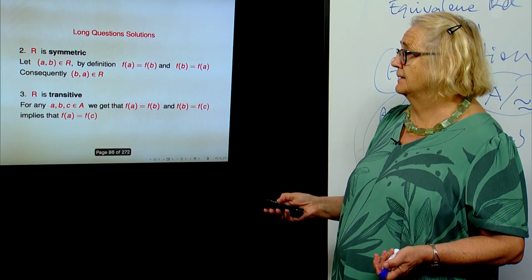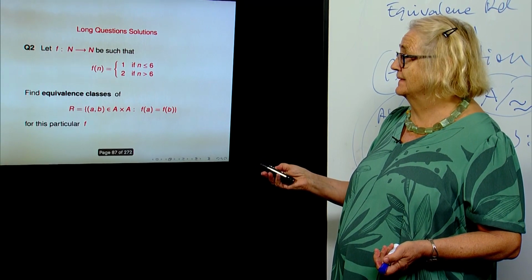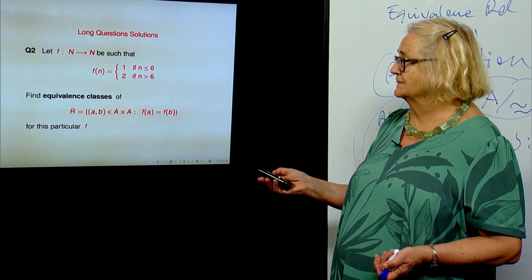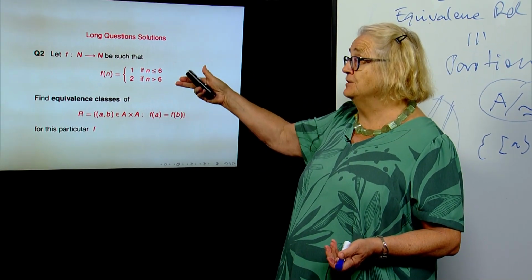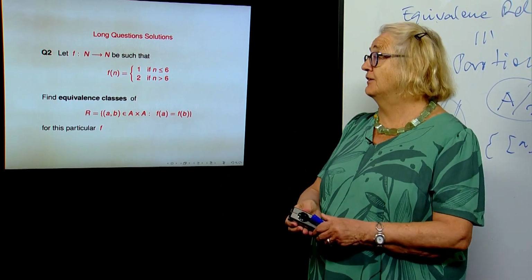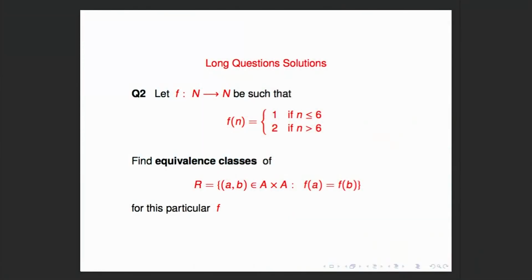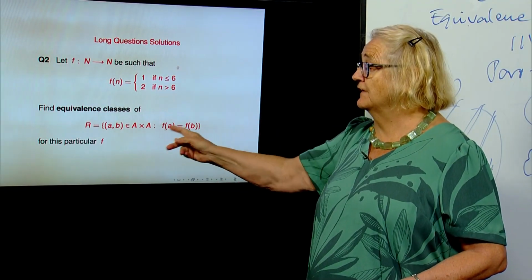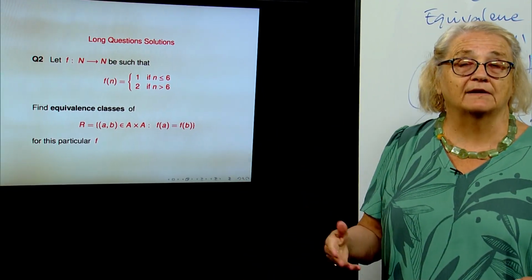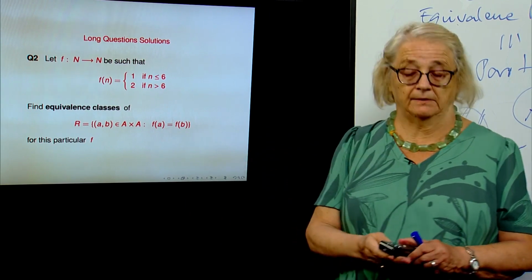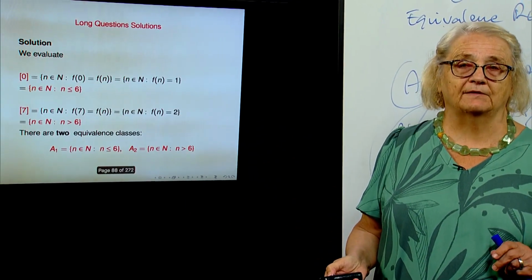So for example, here's a function, and find the equivalence classes of that relation. It means you have a function from N to N given by a nice formula, and the relation is that the values of that function are the same. Of course, it's an equivalence relation because it's defined by equality, and find the equivalence classes.